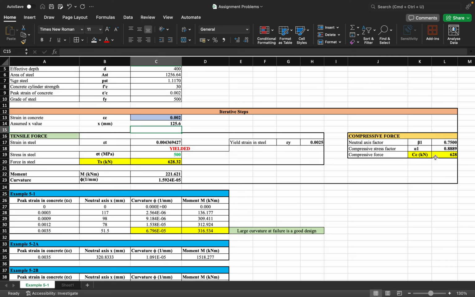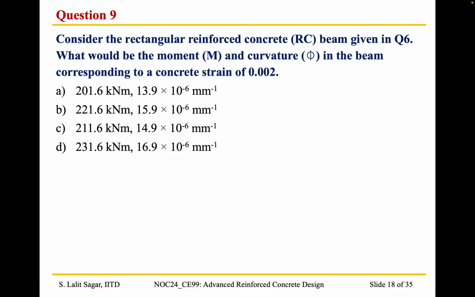As you can see, we are able to balance the value of compressive force and the tensile force, and the corresponding value of M is 221.62 and phi is 15.92. 221 and 15.92. So the correct answer is option B.